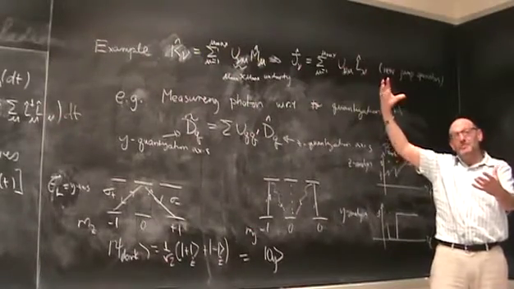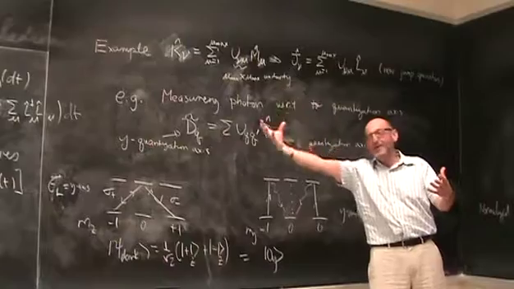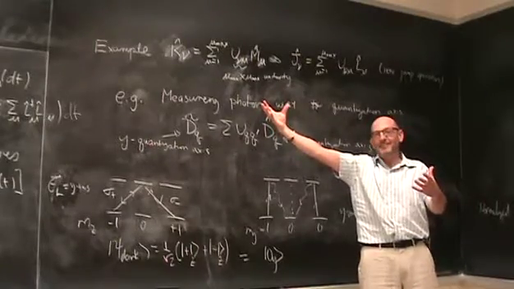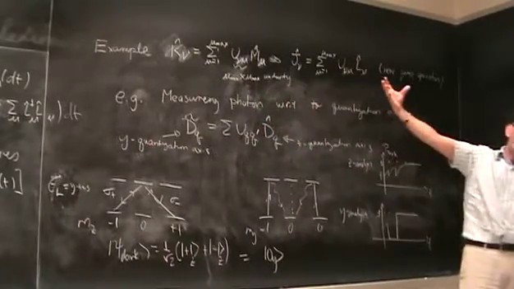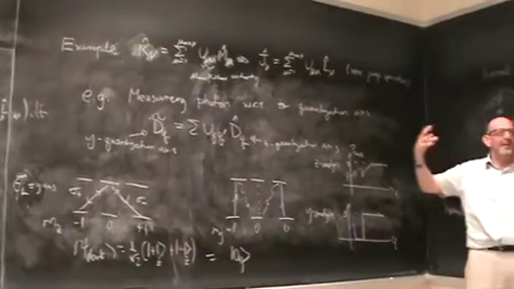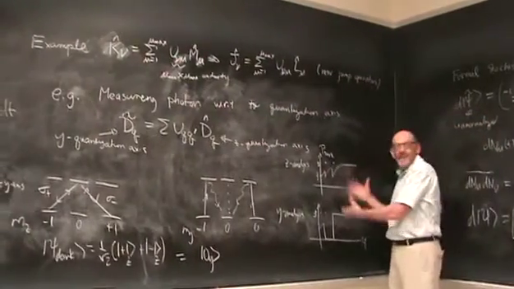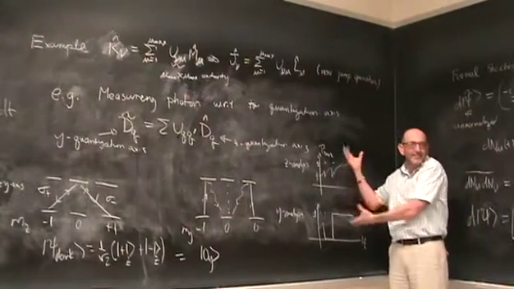And of course, depending upon what you measure on one part of an entangled state determines what you know about the other part. And it's not fair to say this or this happened. It didn't happen unless you measured it.